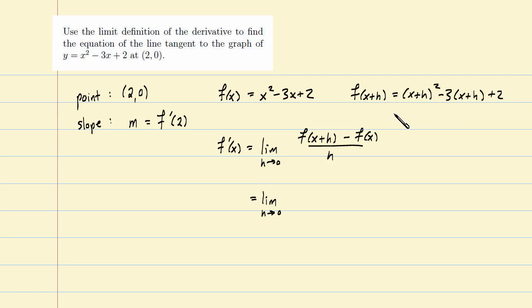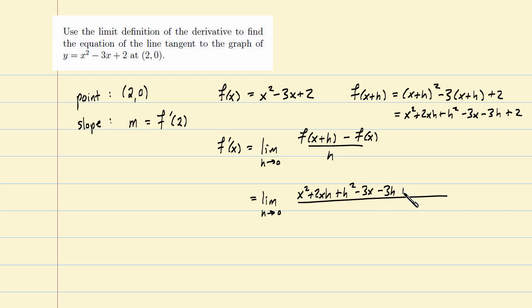And then, of course, we should clean that up a little bit. So, for example, this can be expanded. That's x squared plus 2xh plus h squared minus 3x minus 3h and plus 2. So all of that is what I need in this position right here. And that's a lot to write, so let's go ahead and crank it out here. But remember, that's just this first piece. There's another piece over here. We need to subtract off f of x. And we know what f of x is. It's sitting right there.